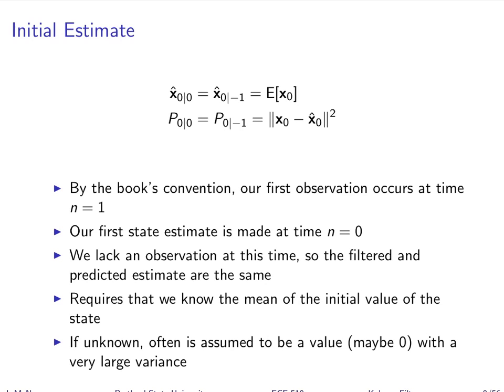So those are things you have to provide. But again, if you don't know, then you usually assume a value. Maybe it's 0, depending on your application, with a very large variance. But don't make it insanely large, or you may run into numerical issues. Use something that's reasonable for whatever your application is. But you've got to start off with that. So you provide these two things.